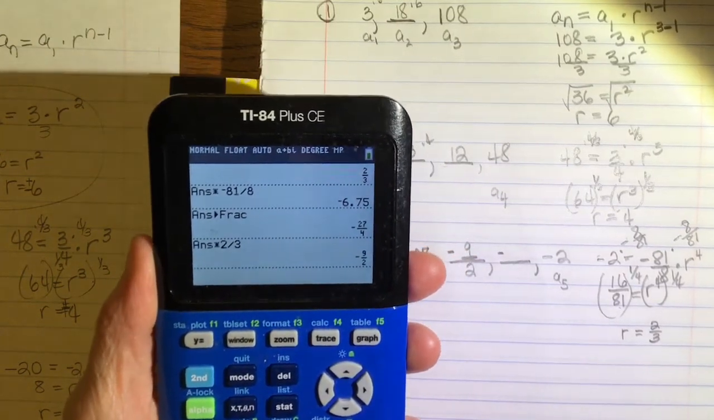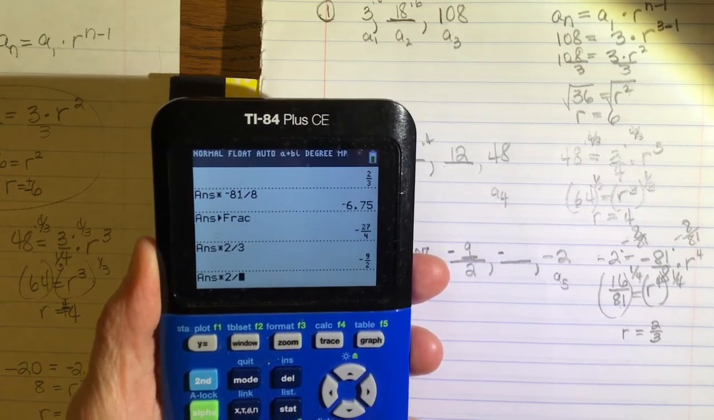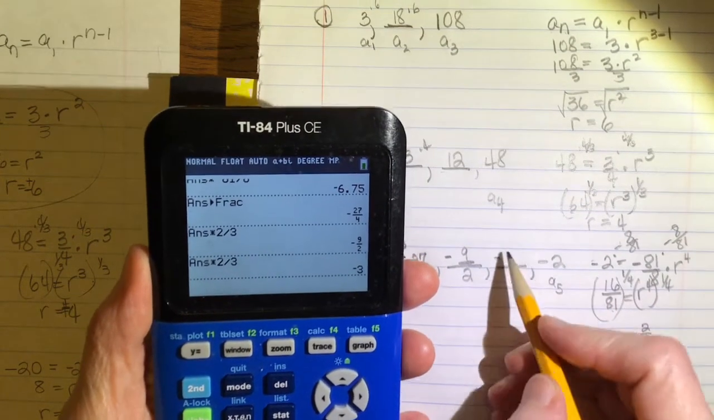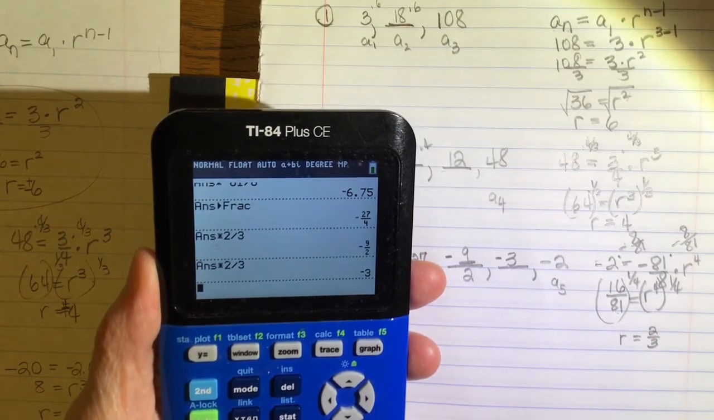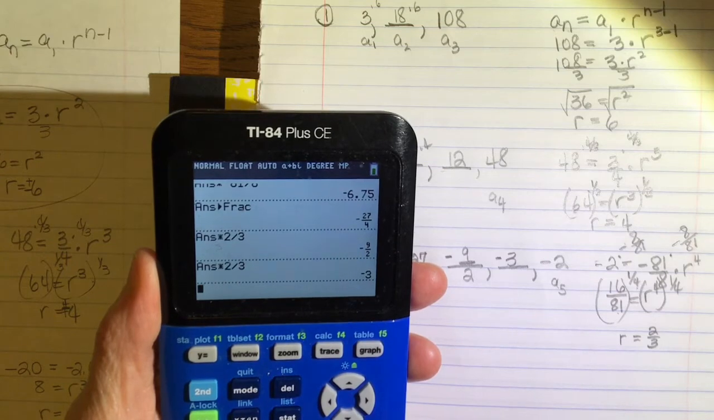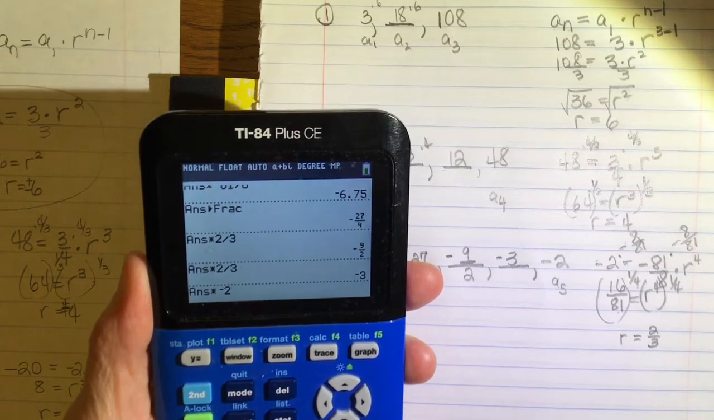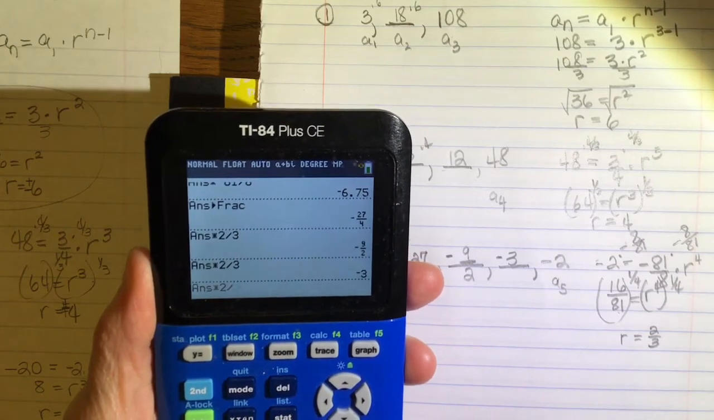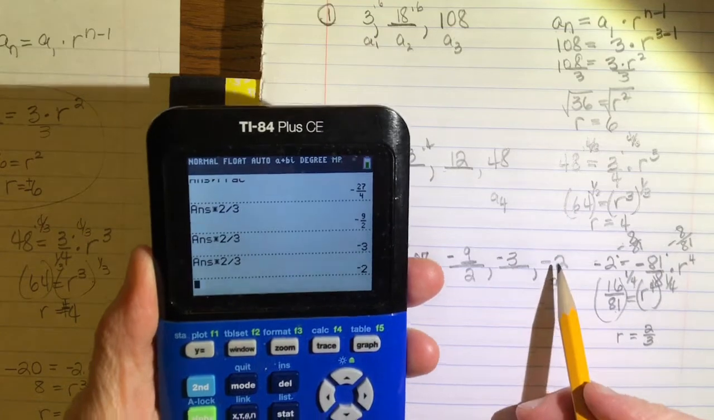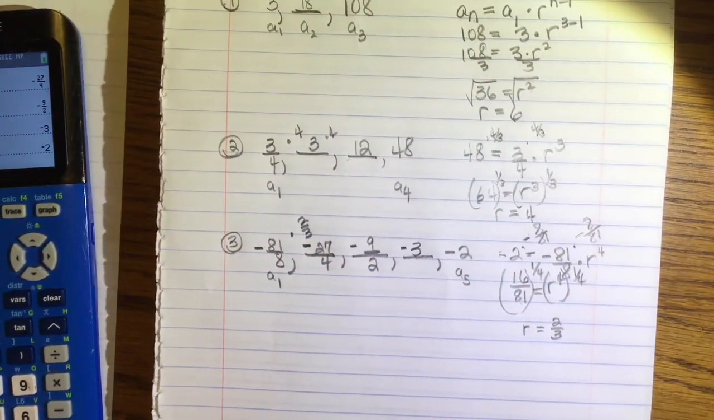And then let's multiply by the 2/3 again. It gave me negative 3. And then if I just want to check it, if I multiply negative 3 times negative 2/3. Oh, it's not negative, is it? It's positive. 2 divided by 3. Then I will get the negative 2, which is my next term. So you're just having to wade through a little bit of arithmetic.